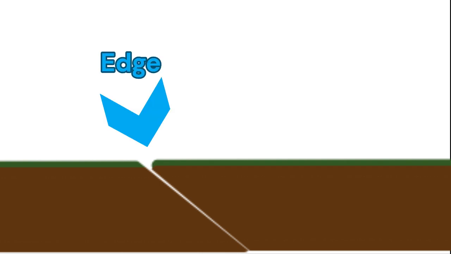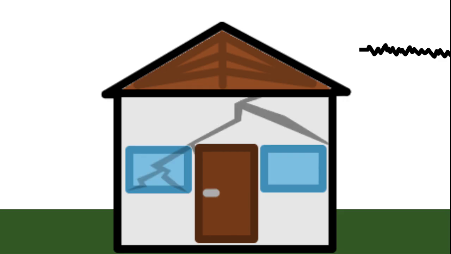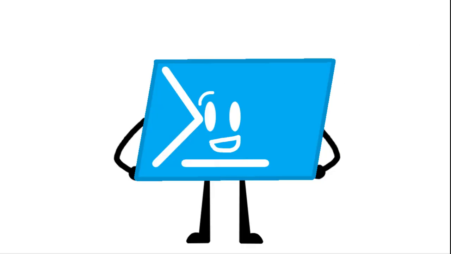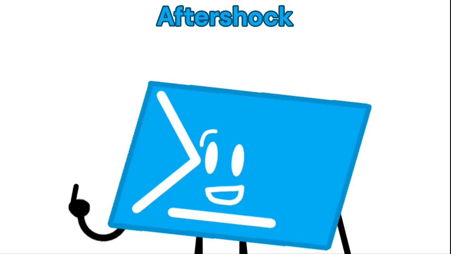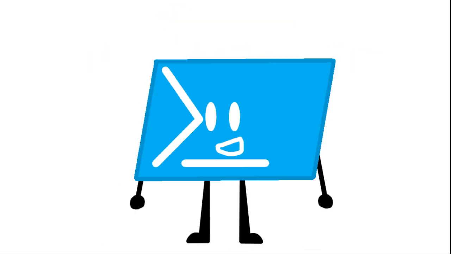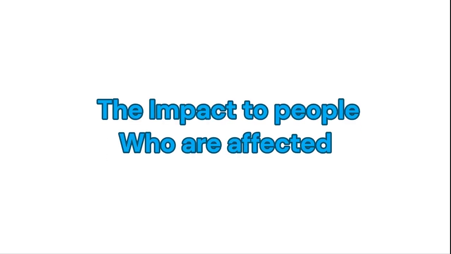But back to how earthquakes work. Basically, when the stress in the edge overcomes the friction, the earthquake releases the energy in seismic waves. It starts off slow and gradually becomes strong. Some earthquakes that are above a Richter scale of 7 can cause liquefaction or, worse, a tsunami. Also, large earthquakes can cause aftershocks that continue over a period of weeks, months, or even years. Now we're done with how earthquakes work. We will move on to the next one. The impact to people who were affected and Earth.